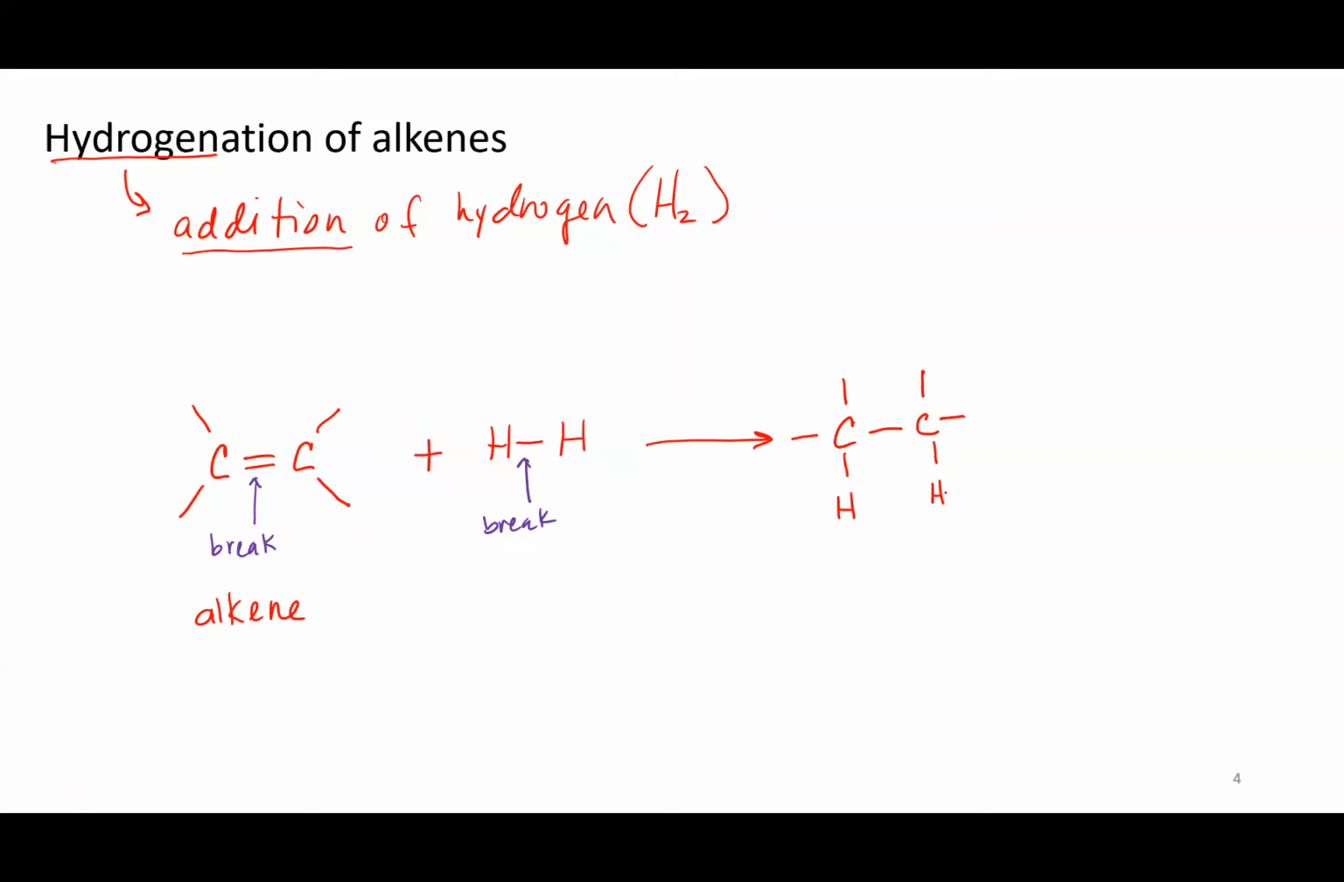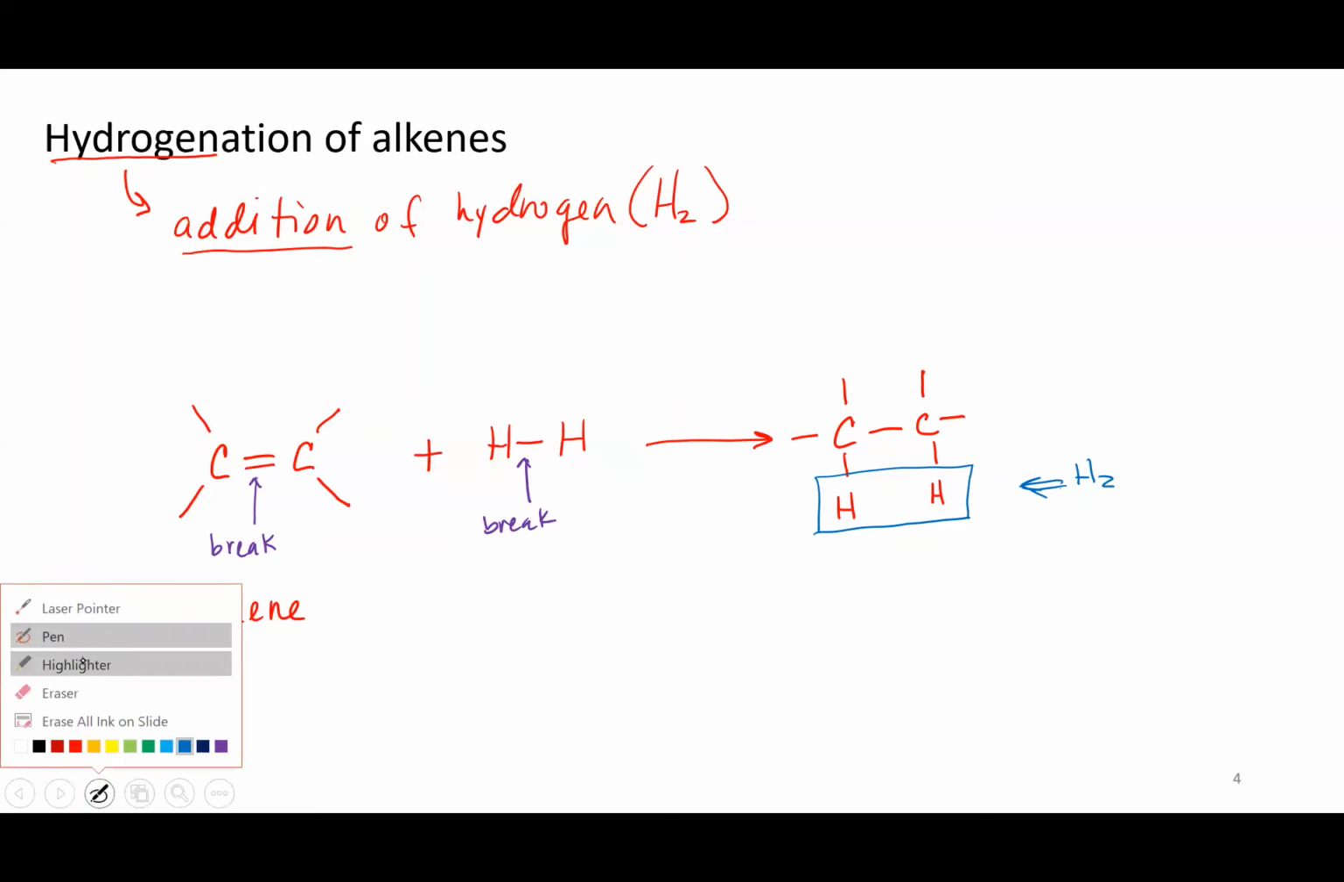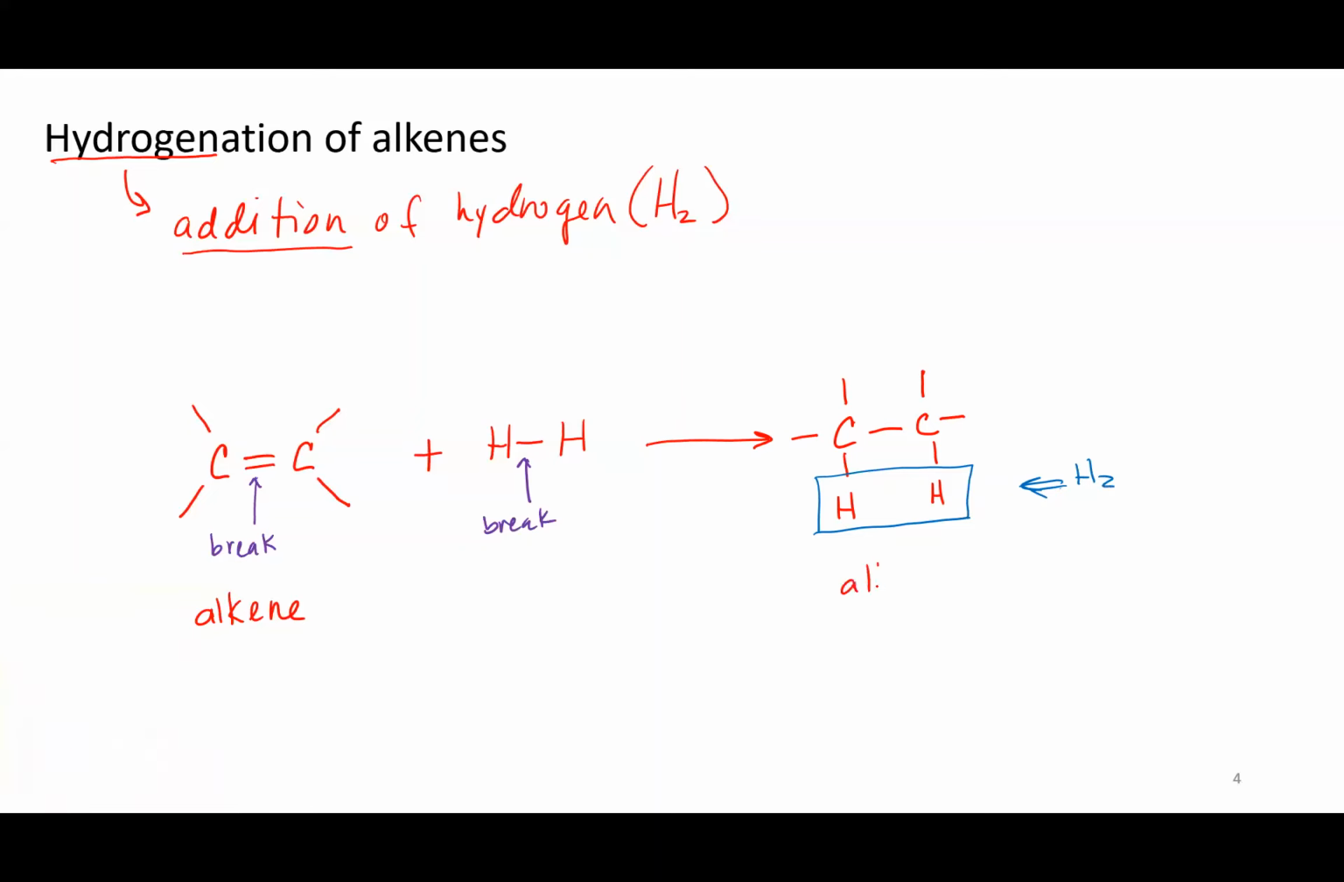And this is what we mean by addition of hydrogen, because if you look at this region here, let me do that in a different color. If you look at this region here, this is two H's. We have basically added hydrogen. Okay, so notice what we have made on the right-hand side. We have made an alkane. So hydrogenation of alkenes allows you to go from an alkene to an alkane. And this is how we can convert different compounds.